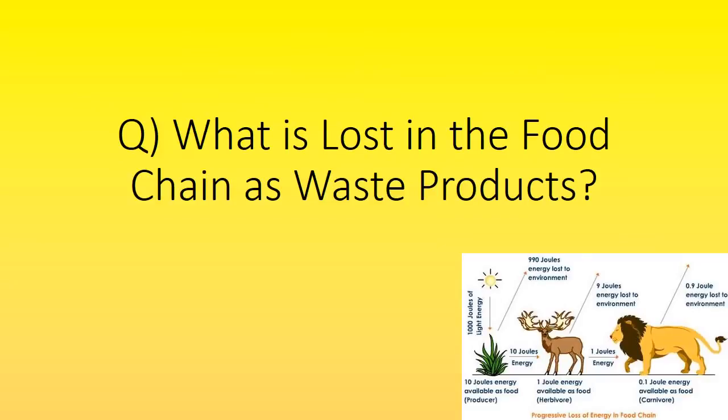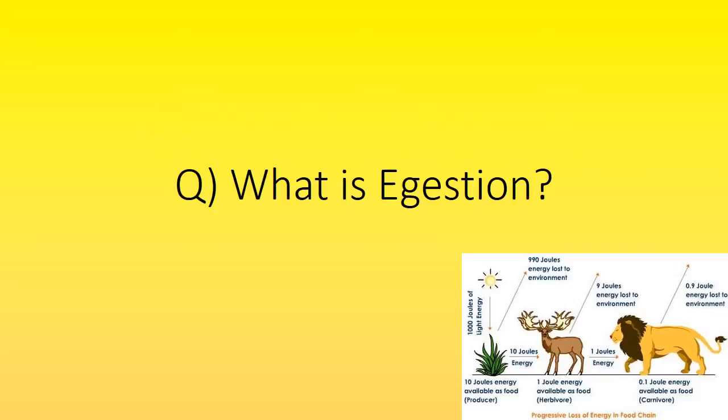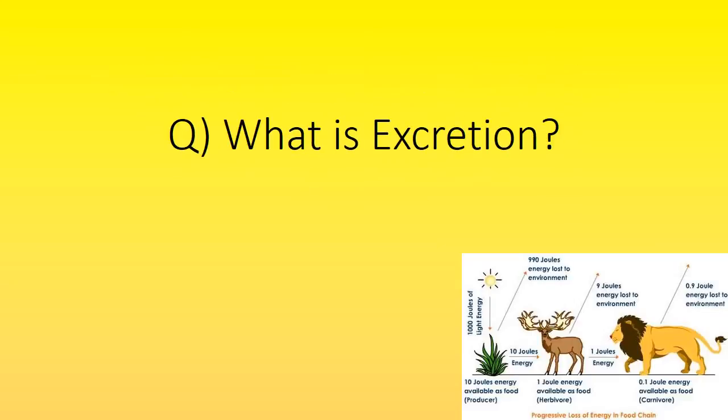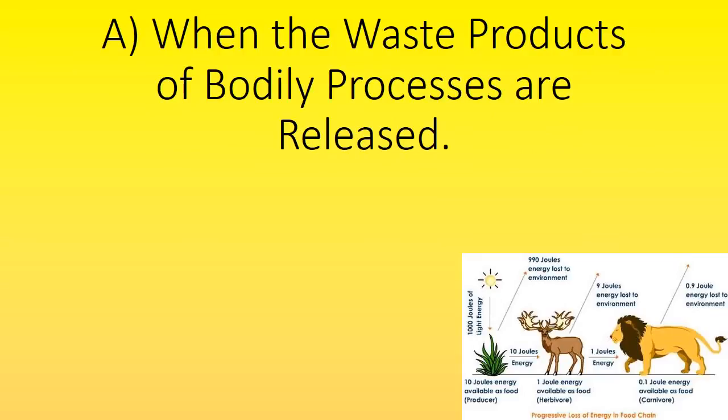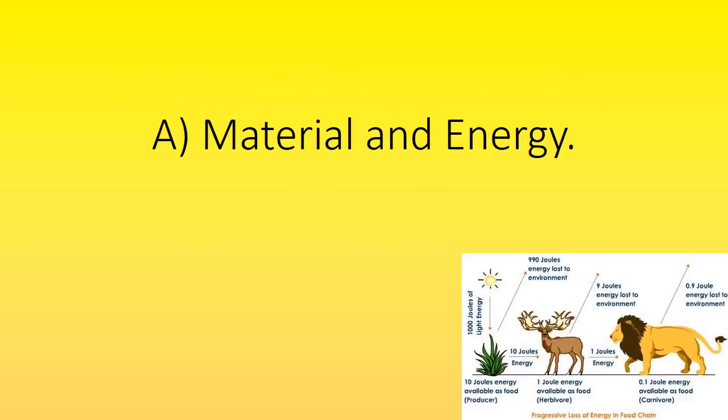What is lost in the food chain as waste products? Materials and energy. What is egestion? When food that can't be digested is passed out as feces. What is excretion? When the waste products of bodily processes are released. What is lost at each stage of the food chain? Material and energy.